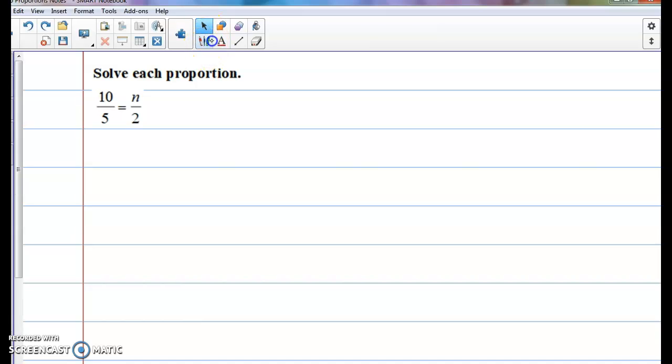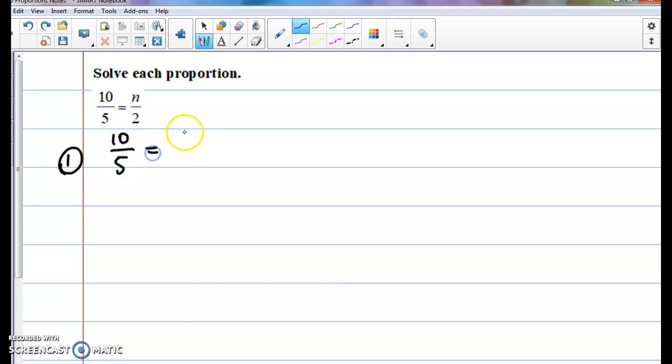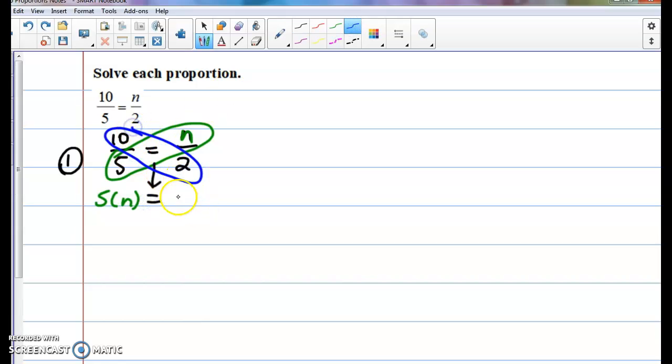So example 1, we're asked to solve the proportion. We're given 10/5 equals n/2. Alright, we solve this by cross multiplication. I always like to do the first one with my variable. You don't have to, it doesn't matter. I'm going to do 5 times n. And then you always drop down your equal sign. And then our next cross multiplication is 10 times 2. And now 5 times n is 5n equals 10 times 2 is 20.